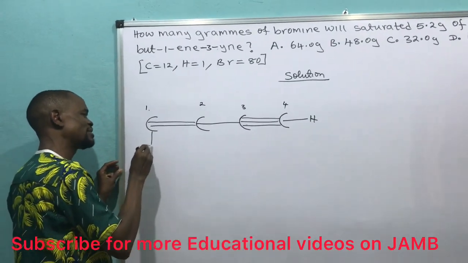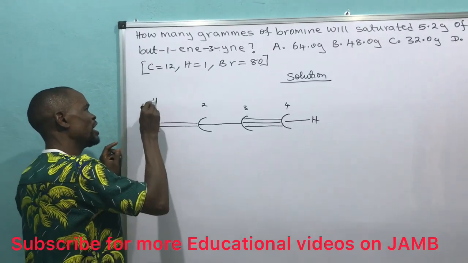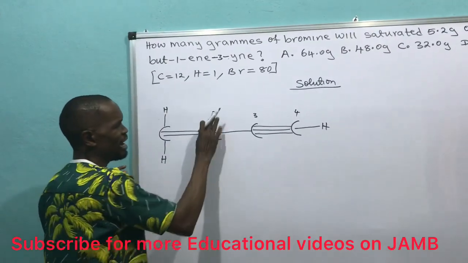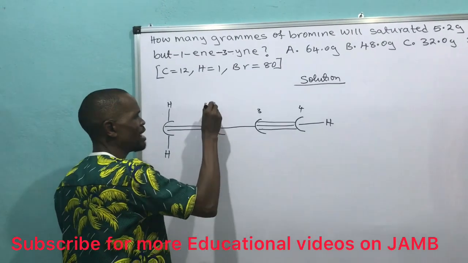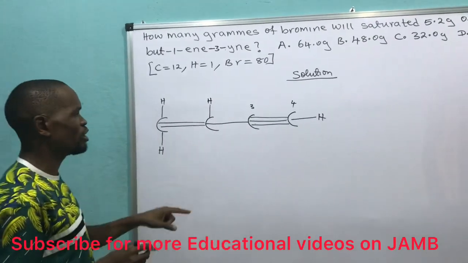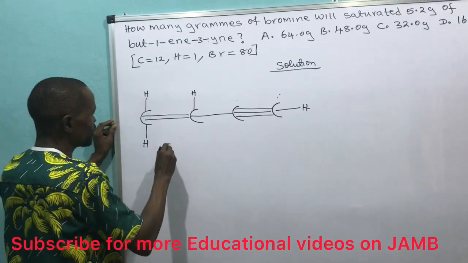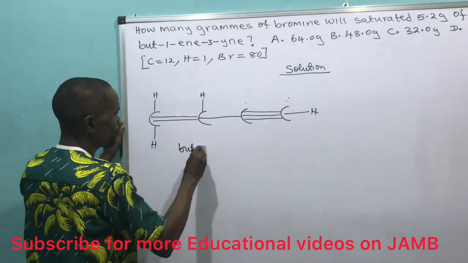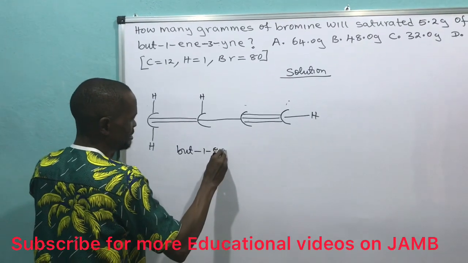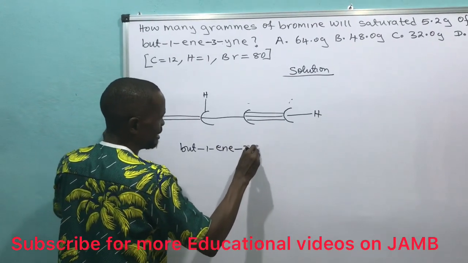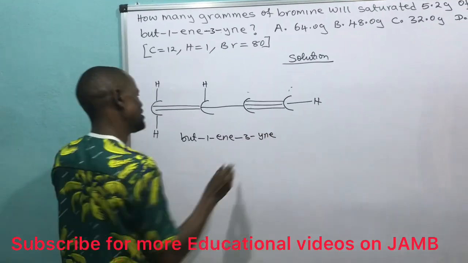I will have this as my hydrogen. Here, this carbon is completed, and this one needs 1 more, so I will have this hydrogen there. The name is but-1-en-3-yne. That's the name.